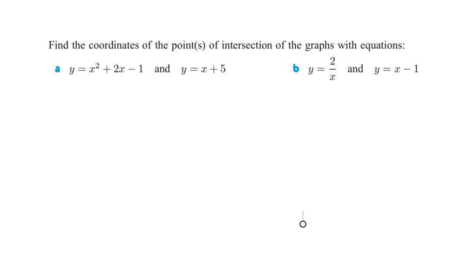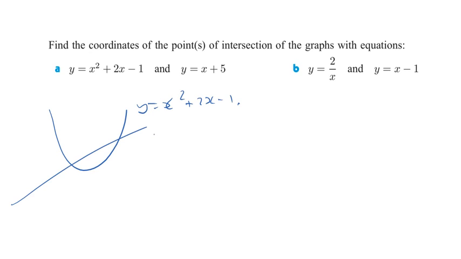But this is code. This is code for solve these simultaneous equations, right? Because if I had this graph, I don't know what it is, but I know it looks like a quadratic of y equals x squared plus 2x minus 1, and I have a straight line equation for y equals x plus 5, I'm trying to find the coordinate points there, look. But that is going to be when this expression is equal to this expression, right? When the y values are the same.